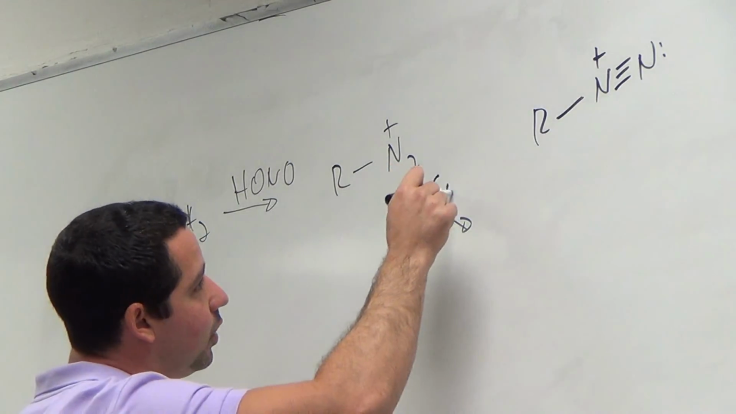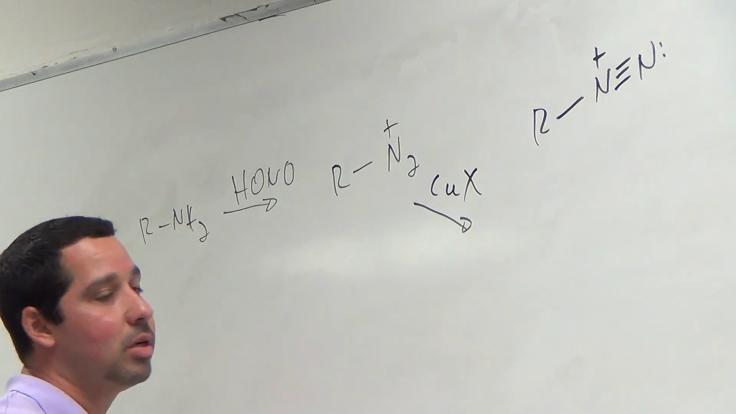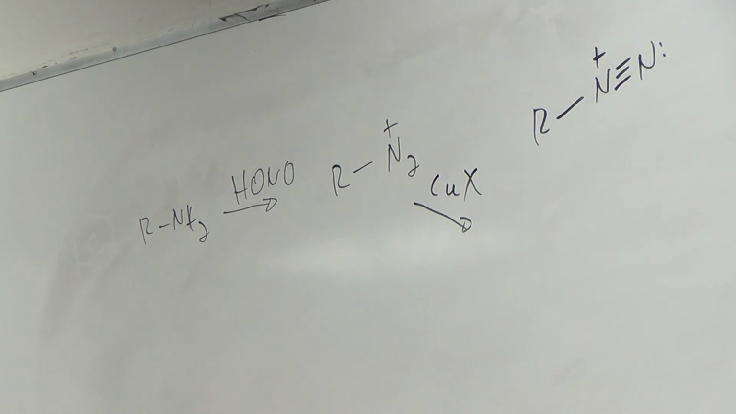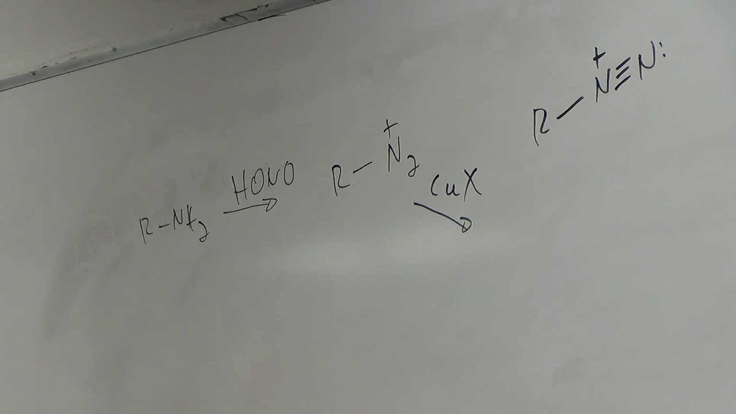If you treat this with... Professor, hold on. You get that R from the HONO, and then why do you put the two Ns for the trigonal? What does that mean? What does that have to do with this right here? Oh, okay, I get it. Sophia probably wants to know what happened here.